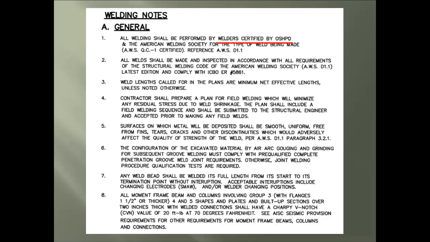Welders need to be certified by OSHPD. The latest edition of the AWS D1.1 must be used. Contractor shall provide a field welding sequence and have it approved. And here is what the AISC 9th edition calls jumbo members.